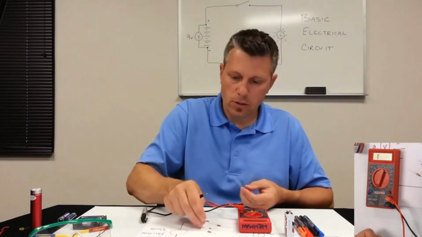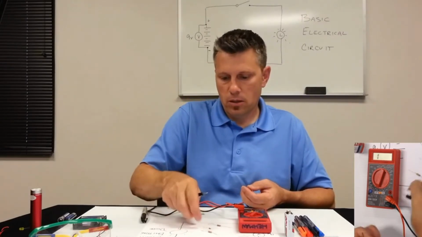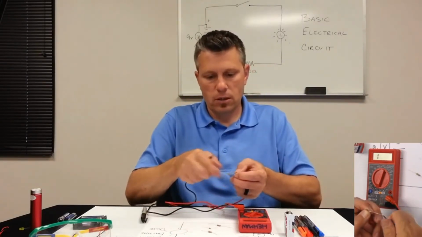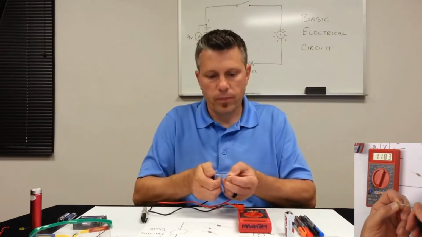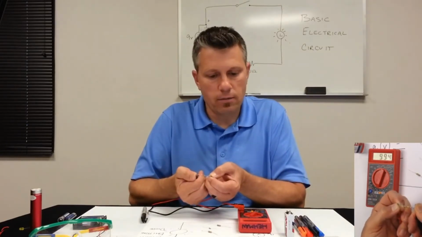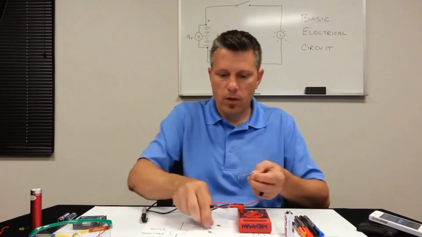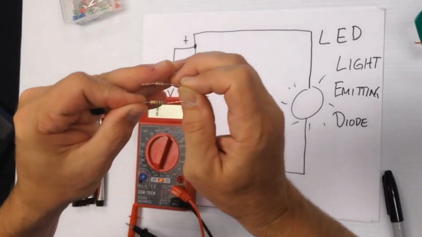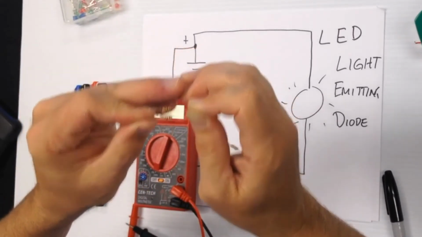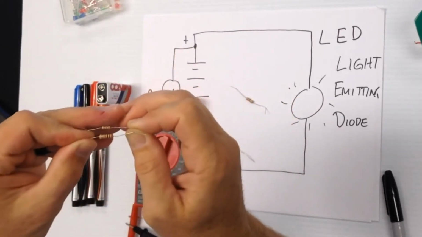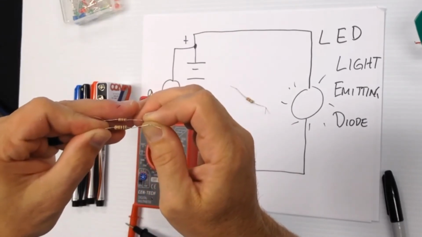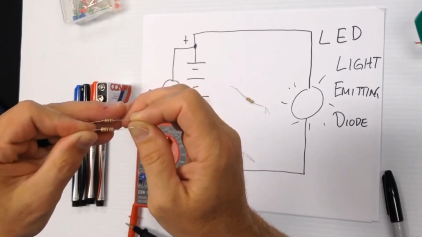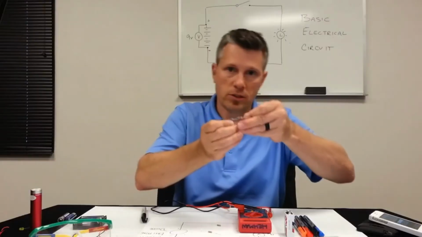Let's try this one. It's a little bit bigger, you can see, than the one we just tested. See what it registers. And this one registers at 995. The color bands on these two are the exact same. So I have like a brown, black, red. They're both the same, so even though one's smaller and one's larger, they're actually providing the same amount of resistance.